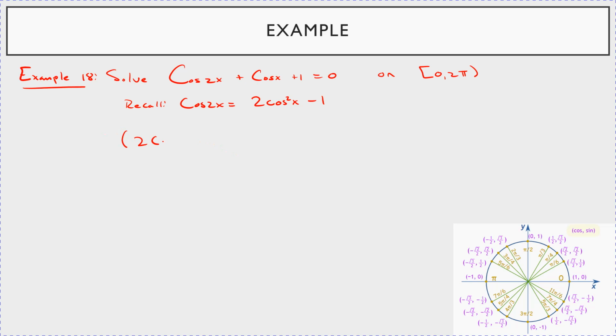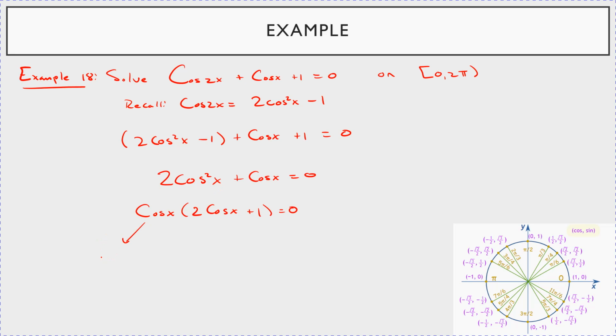Okay, so then I have 2 cosine squared x minus 1 plus cosine of x plus 1 is equal to 0. This is awesome. The ones are going to cancel out when you do this. So you're left with 2 cosine squared x plus cosine of x is equal to 0. All right. Well, check this out. They each have a cosine. So let me factor out a cosine of x. And I'm left with 2 cosine of x plus 1 is equal to 0.